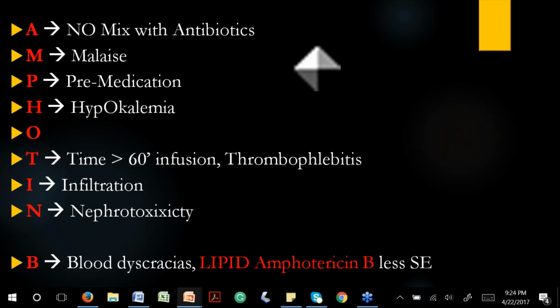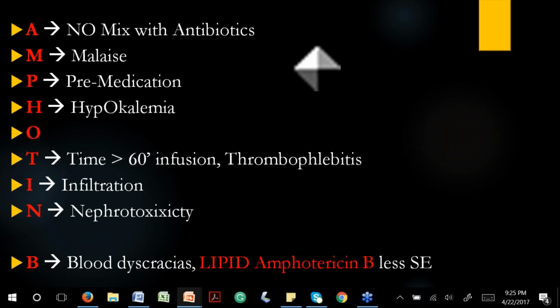Hypokalemia is an electrolyte imbalance, and any imbalance, high or low potassium, could produce arrhythmias and cardiac arrest. So be careful with that. This is very important: the hypokalemia in amphotericin B. So just about that.